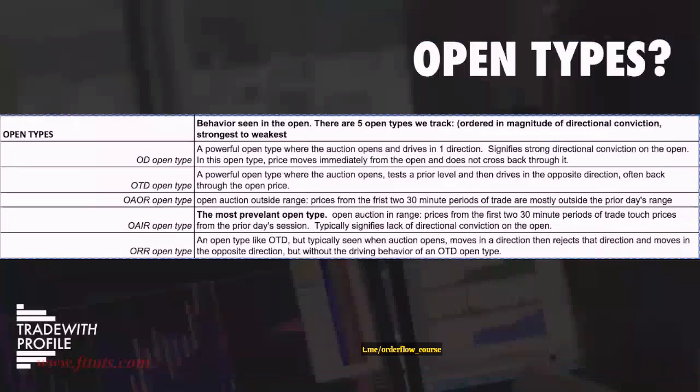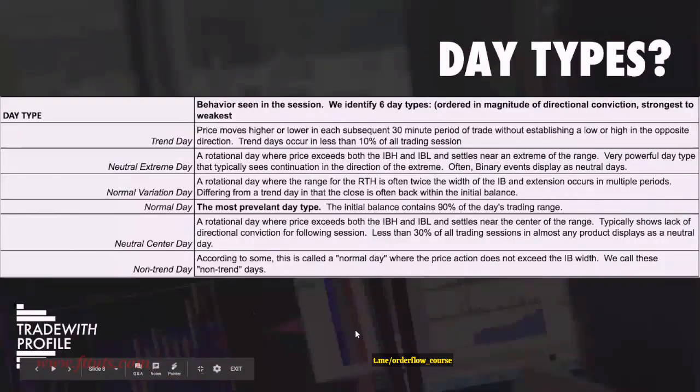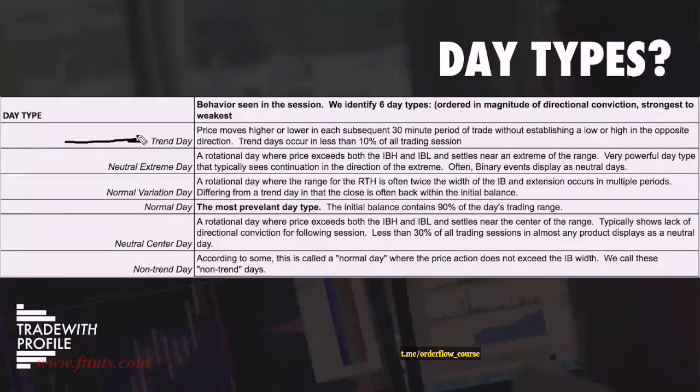Okay, now corresponding to open types, there are day types. So once the open is developed, then we have these days that develop. And same as with the opens, we have ranking in terms of directional conviction, but we have a trend day. I'd also note that they are not textbook cases of any of these. They're more structural similarities, which is why it takes some time to learn how to identify them. However, once you can see them, you can't unsee them. So it just takes time looking for the characteristics of the structure.